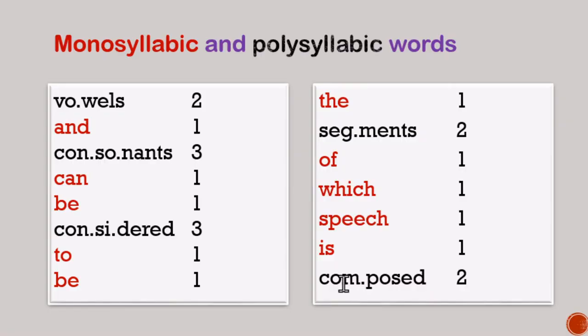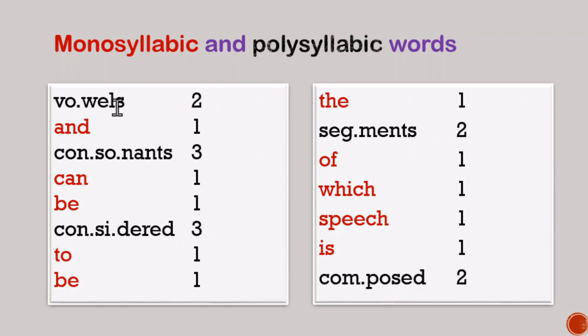So there can be words with one syllable or more than one syllable. Words with only one syllable, you have examples here. These are the same words I have taken from the previous sentence. I've just broken that sentence up into words. So you see all these red words are monosyllabic words, which means they have only one syllable. And the words in black are those which are polysyllabic, having more than one: vowels has two, consonants three, considered three, etc.